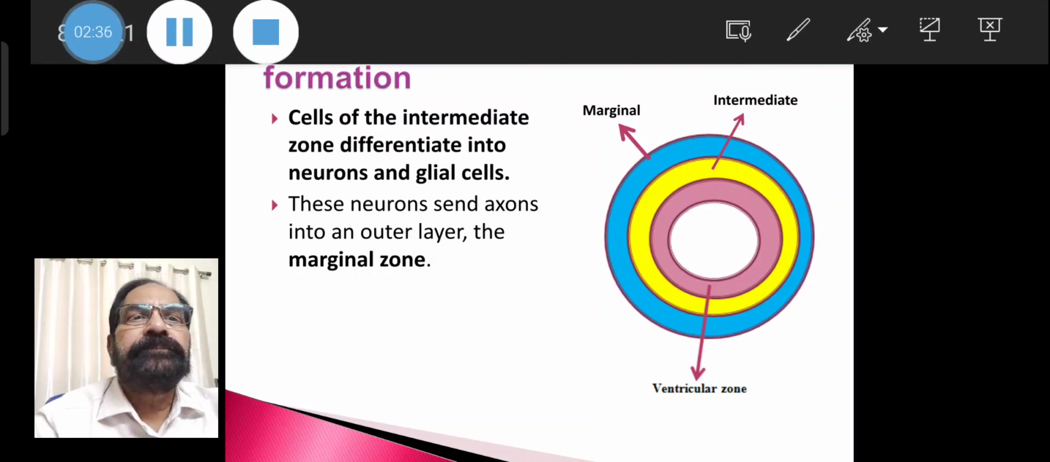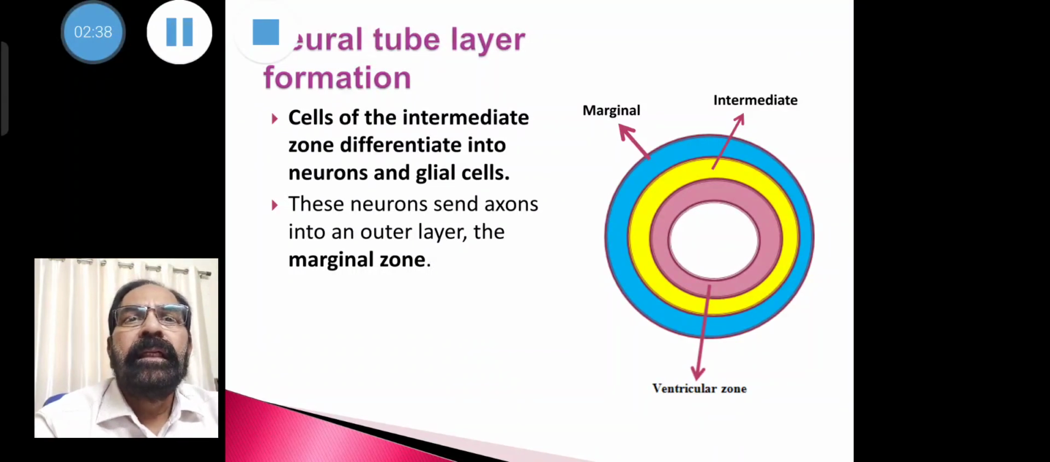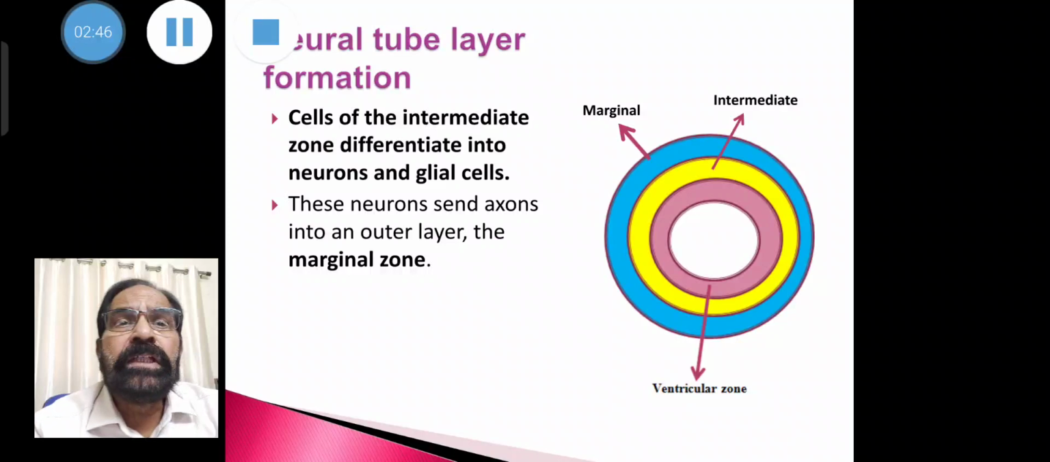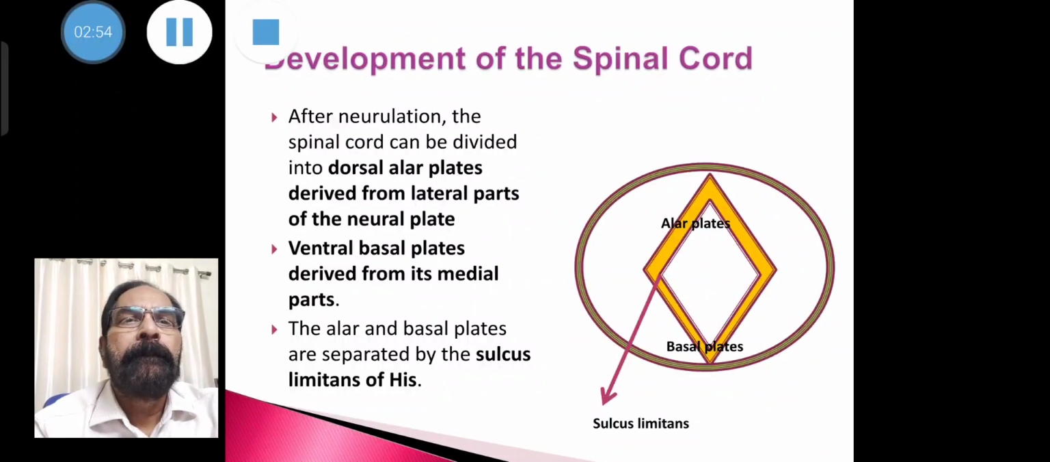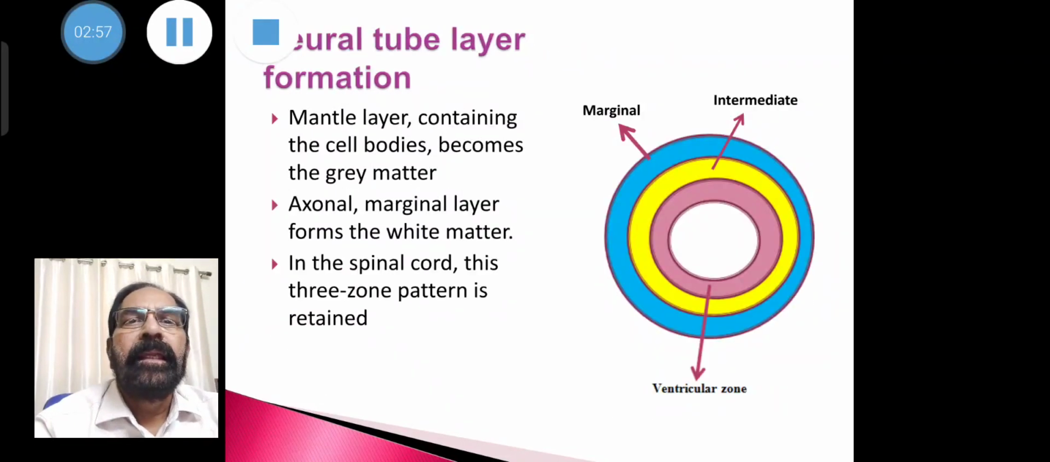So the cells of the intermediate zone differentiate into neurons and glial cells. These neurons send axons into the outer layer, the marginal zone. Mantle layer containing the cell bodies becomes the grey matter. Axonal marginal layer forms the white matter. In the spinal cord, this three-zone pattern is retained.